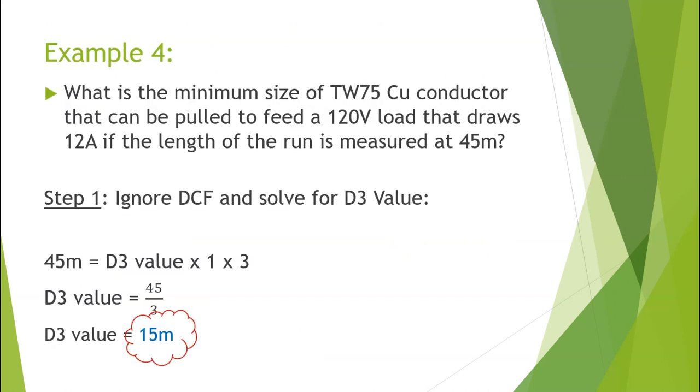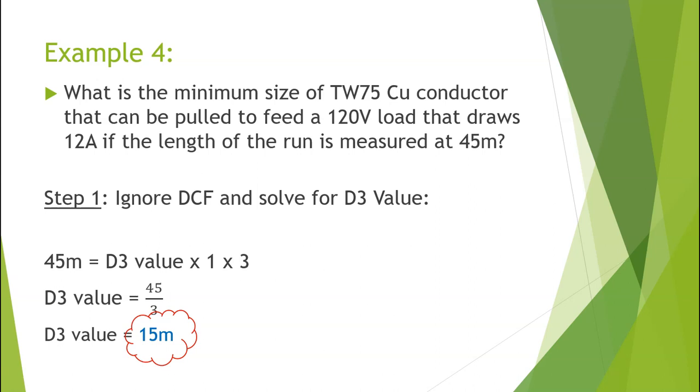So we're going to say, what is the minimum size of TW75 copper conductors that can be pulled to feed a 120 volt load that draws 12 amps if the length of the run is measured at 45 meters? And again, this is practical, this is real world, because we don't often get to move the load closer to the panel just so that we can run a particular sized wire. Rather, the panel is mounted where it's mounted, the load has to be where it's going to be, and we now need to choose a wire size that's capable of running that distance for the voltage drop that we are permitted.